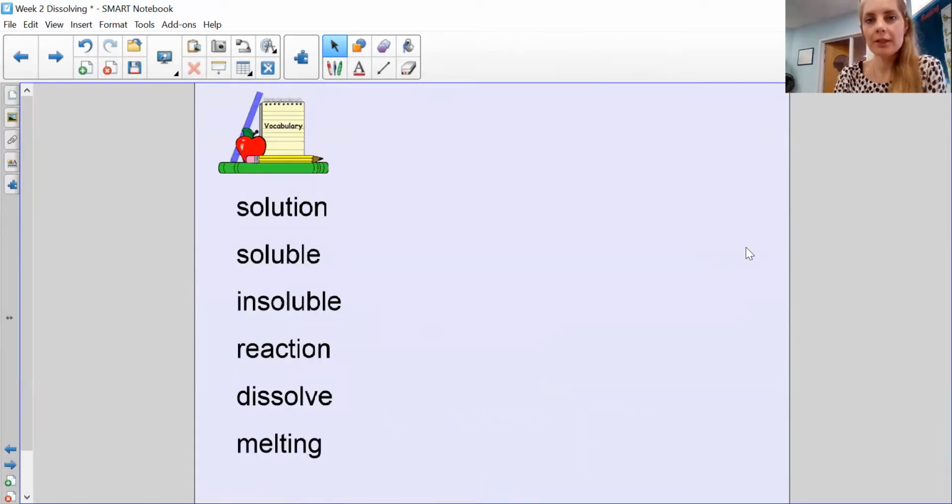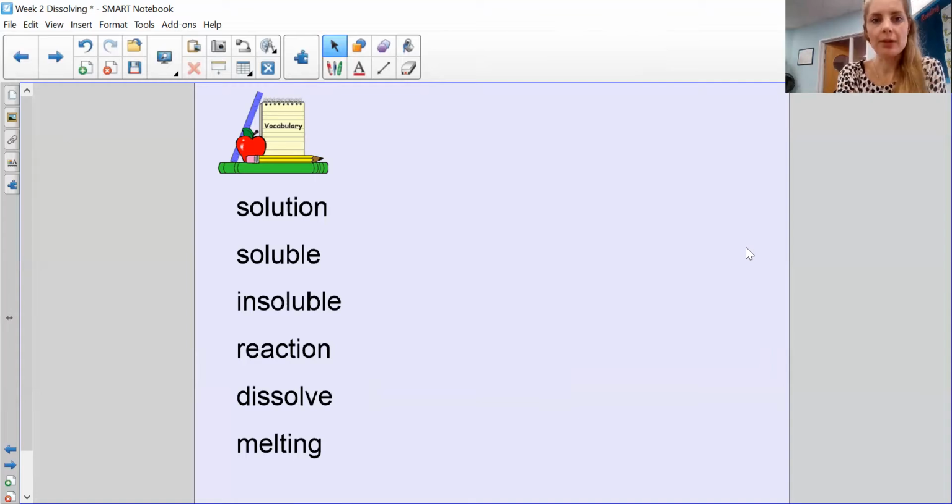Right, so our vocabulary for today is we're going to be looking at certain words. A solution we've learned about is when we take our solid and our liquid and we create a new sort of liquid material. So when we took the salt and we added it to the water, we created this solution when the particles dissolve into water or a liquid. Soluble and insoluble. Soluble means something can dissolve and insoluble means it cannot, okay?